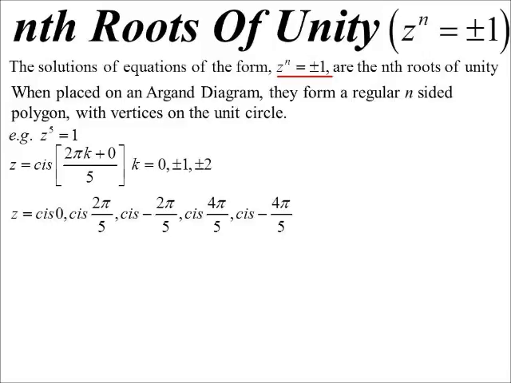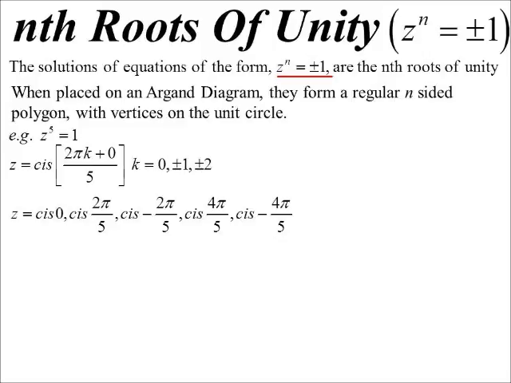And so there they are. Cis 0, which is the solution we would have expected. Cis 0 is 1, and we know 1 to the power of 5 is 1. So we're expecting that one. But then the others: cis 2 pi on 5, cis minus 2 pi on 5, cis 4 pi on 5, cis minus 4 pi on 5.